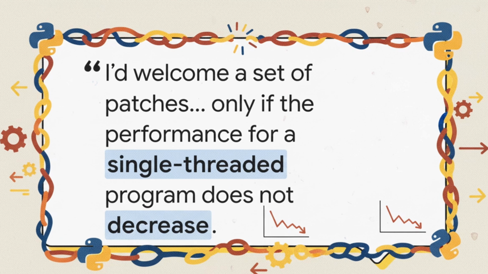So if it's such a bottleneck, why not just get rid of it? Well, people have tried for decades. But it's turned out to be incredibly hard. And this quote from Guido van Rossum, Python's creator, really gets to the heart of the problem. The non-negotiable rule has always been, whatever you do, you cannot make single-threaded programs slower. And since the vast majority of Python code out there is single-threaded, that's a really high bar to clear.